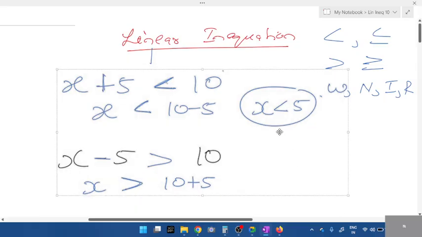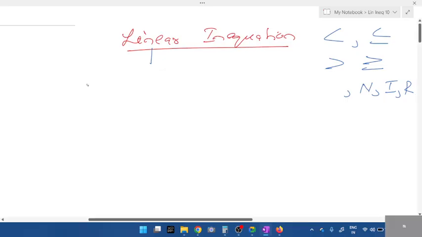Now what did we do here? Add or subtract? In both the questions we just added and subtracted, right? Now comes multiplication and division. If I write 5x less than 10, what's the answer, students? What happens to 5? Divided. Even for division, the sign will not change.